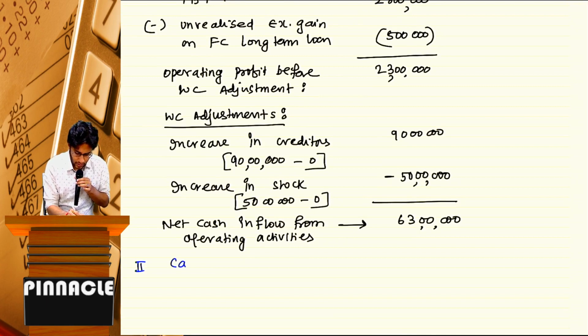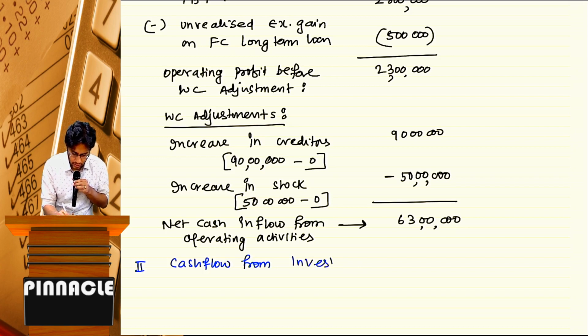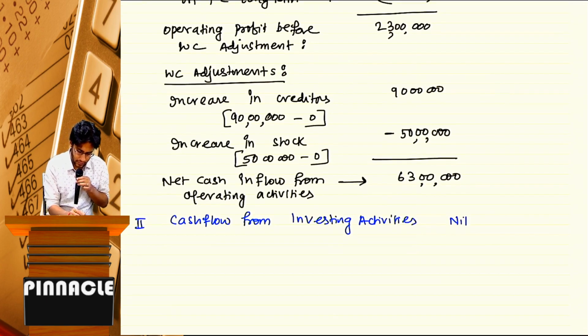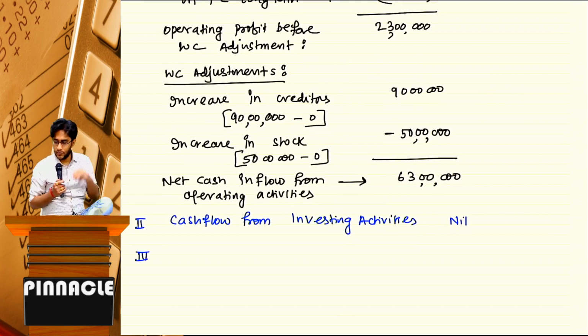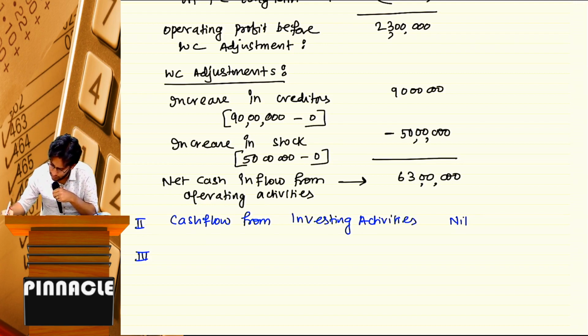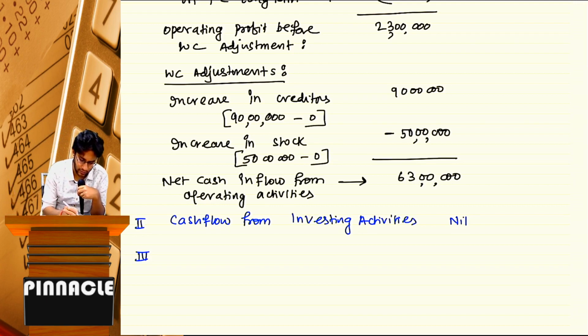Second, cash flow from investing activities nil. Number 3, do you have any financing activities? Which one? Amount received, loan you have taken, no? He also borrowed amount, clearly wrote.